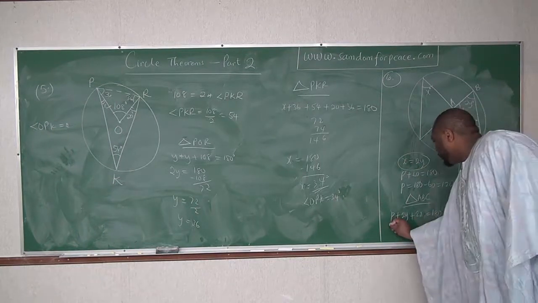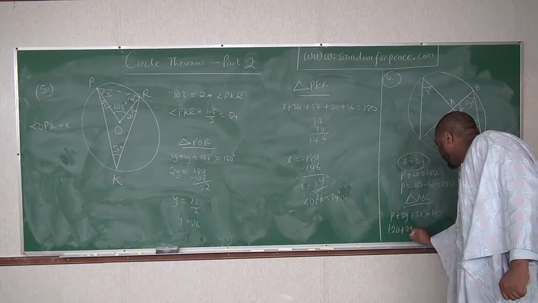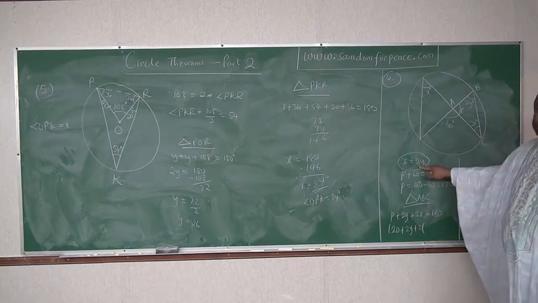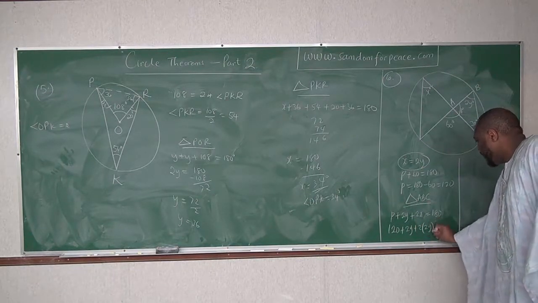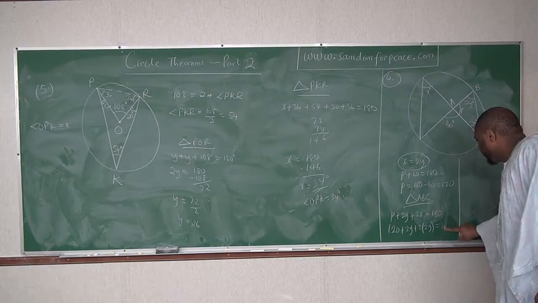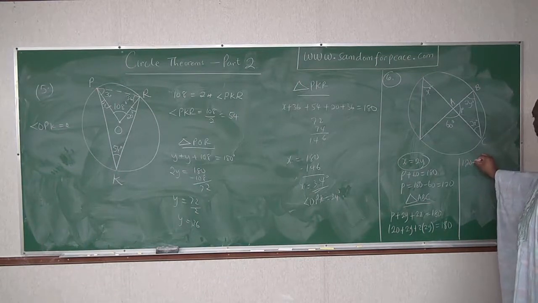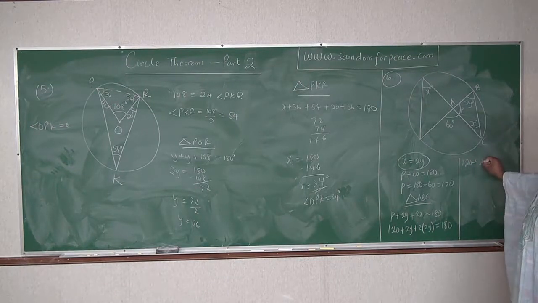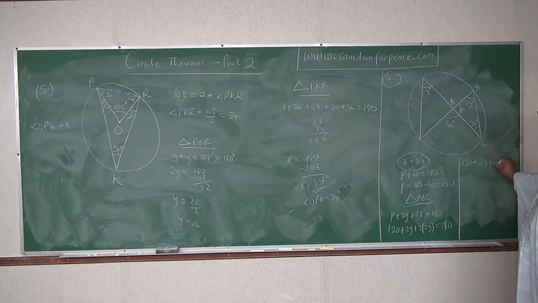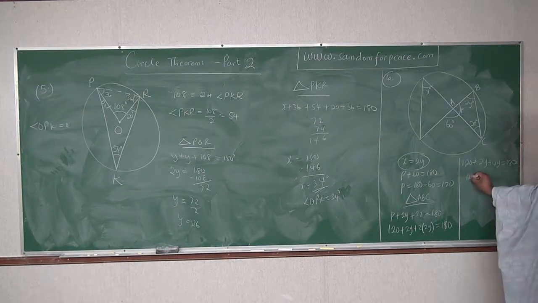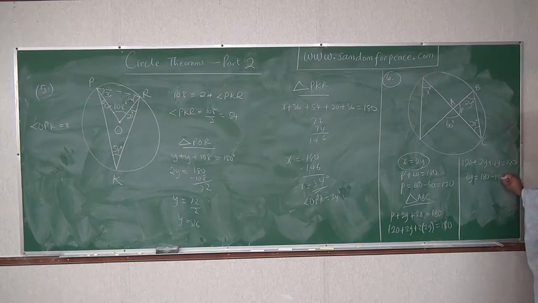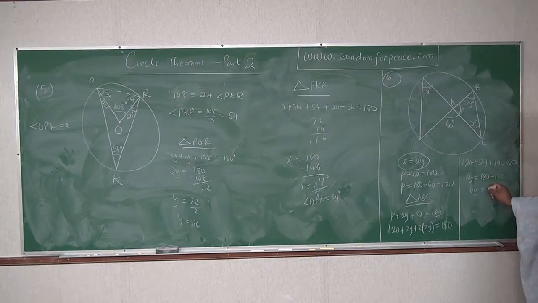So our equation is 120 plus 2y plus 2 times x, which is 2y, so 2 times 2y, equal to 180. We now have 120 plus 2y plus 4y equal to 180. So 6y is 180 minus 120, 6y is equal to 60, and y is 10.